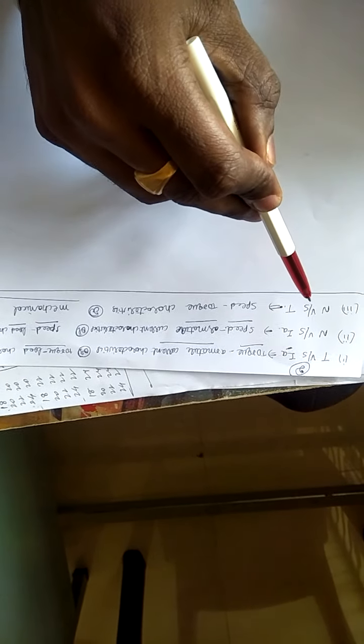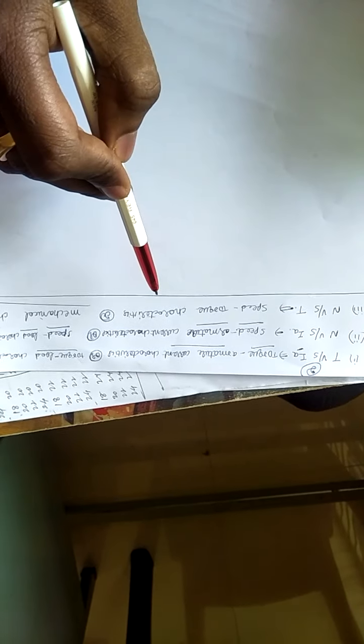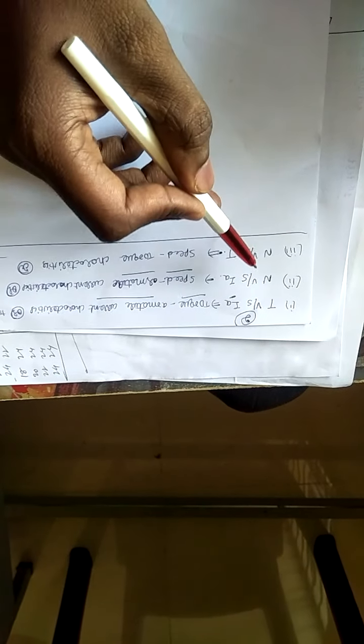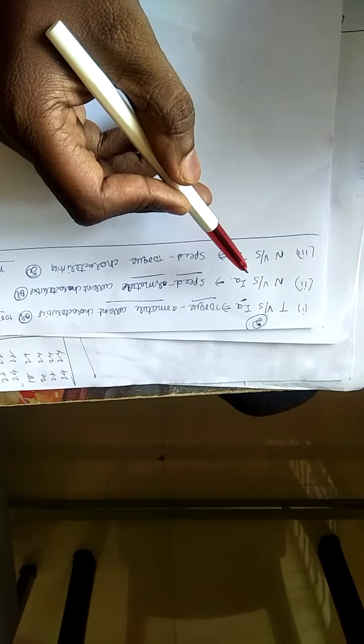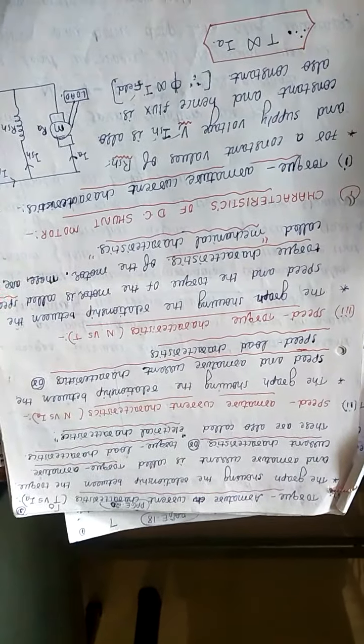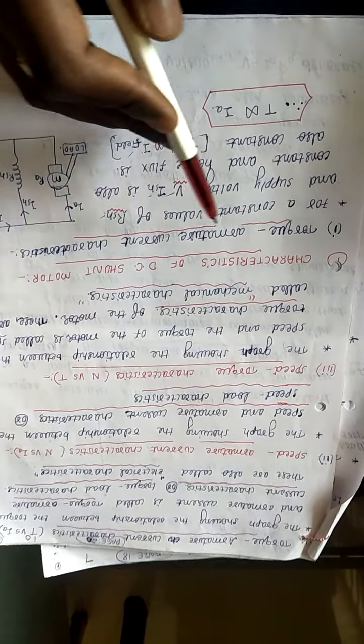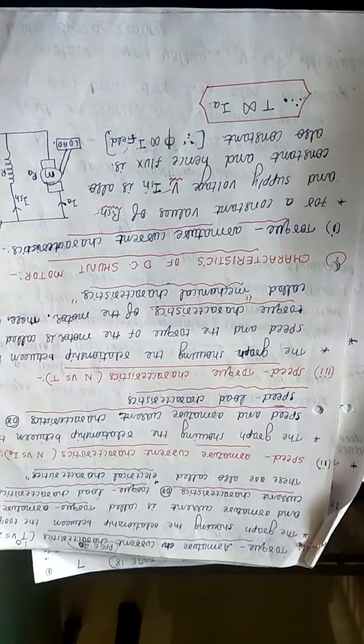Then you have the speed versus torque characteristic. It is also called the mechanical characteristic. So these three characteristics you have to study for the DC shunt motor as well as for the DC series motor. So those are the three characteristics I explained. First we will start with the characteristics for the DC shunt motor.